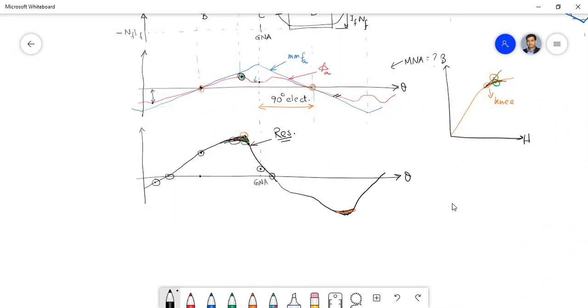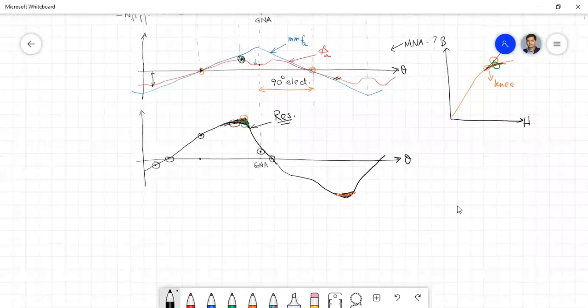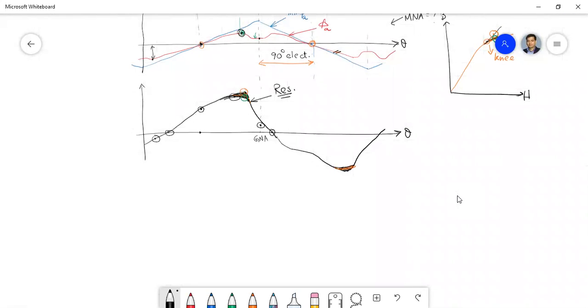Now from this curve, if we want to make some observations, what observations will we get? Let me write down all these points: observations from the resultant flux distribution.